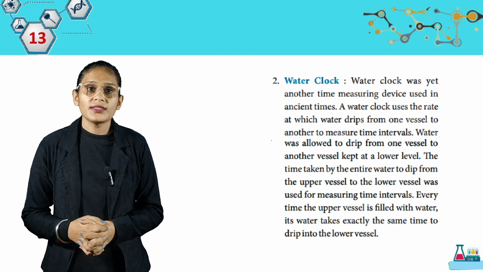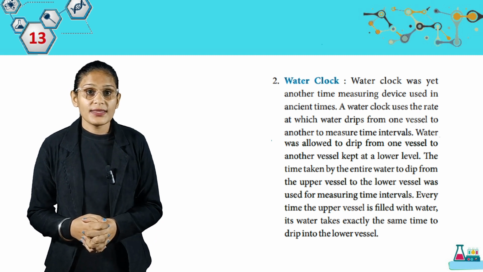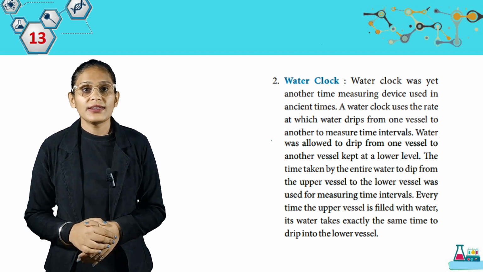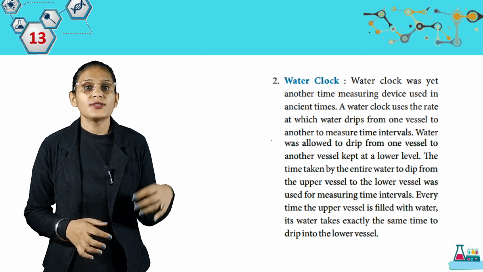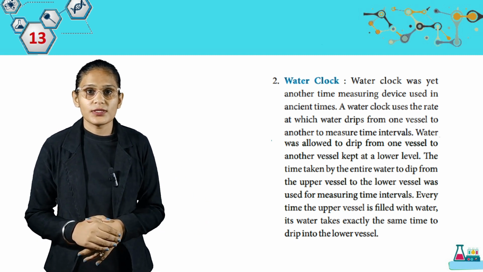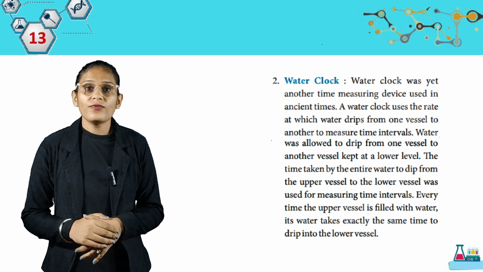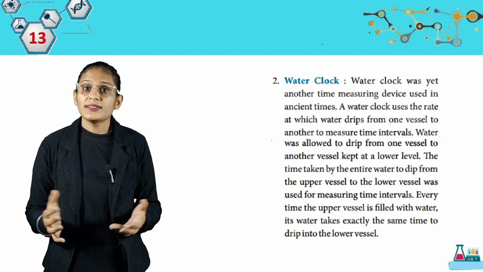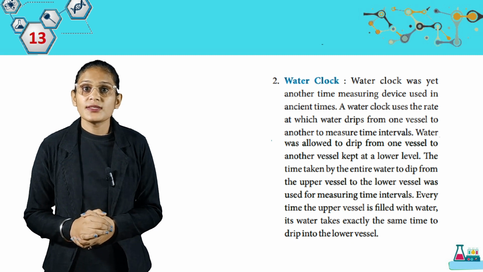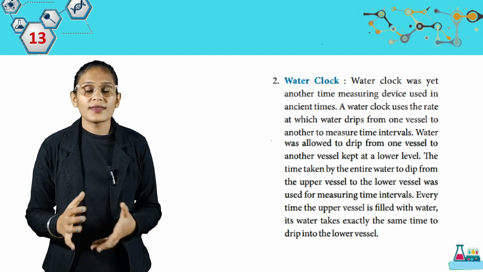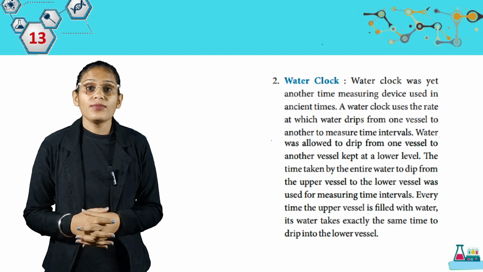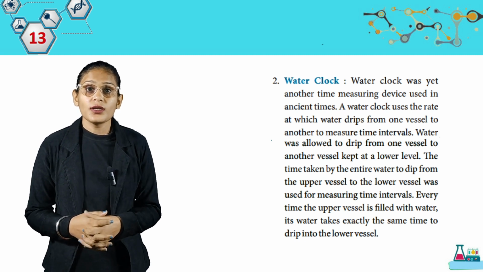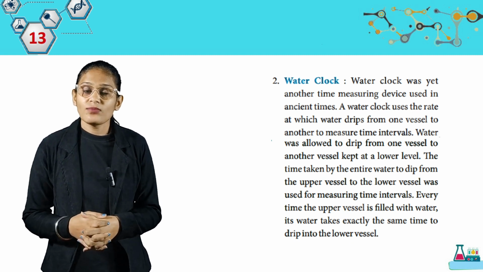Now we have water clock. Water clock was yet another time measuring device used in ancient times. A water clock uses the rate at which water drips from one vessel to another to measure time intervals. Water was allowed to drip from one vessel to another vessel kept at a lower level. Time taken by the entire water to drip from the upper vessel to the lower vessel was used for measuring time intervals. Every time the upper vessel is filled with water, its water takes exactly the same time to drip into the lower vessel.